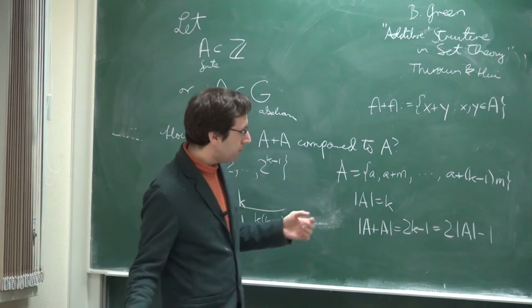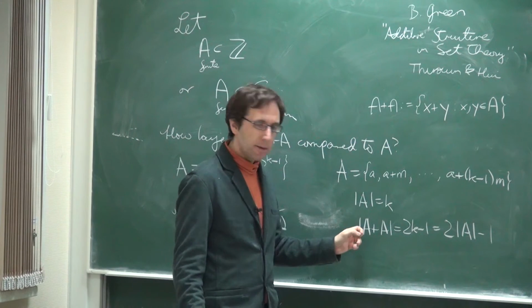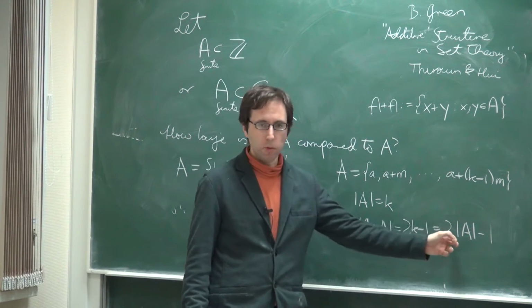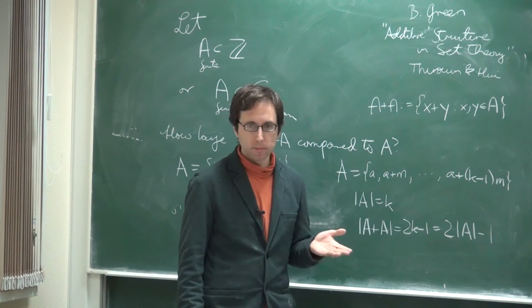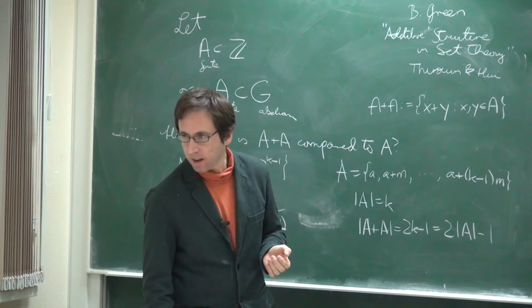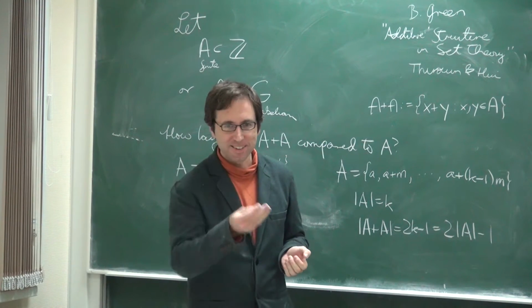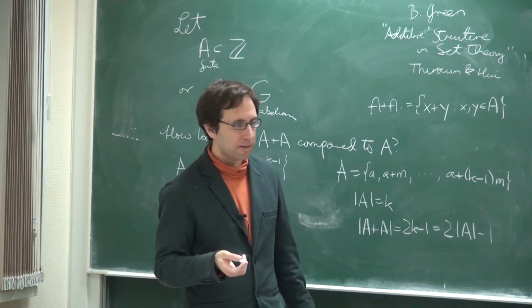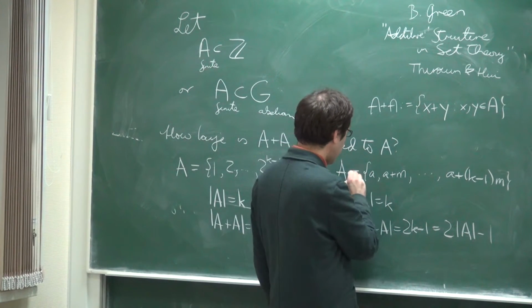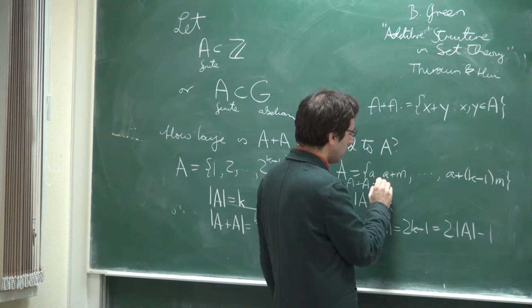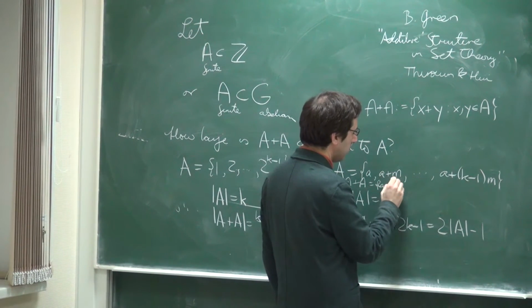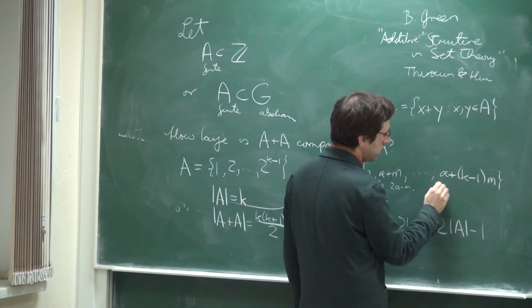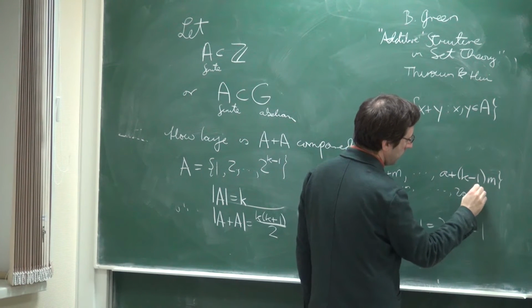Whereas here, can you see why the cardinality of A plus A is 2K minus 1? A volunteer not from the first rank? It's also an arithmetic progression. Exactly. Because A plus A is going to be 2a plus m, and so on, until 2a plus 2k minus 2.